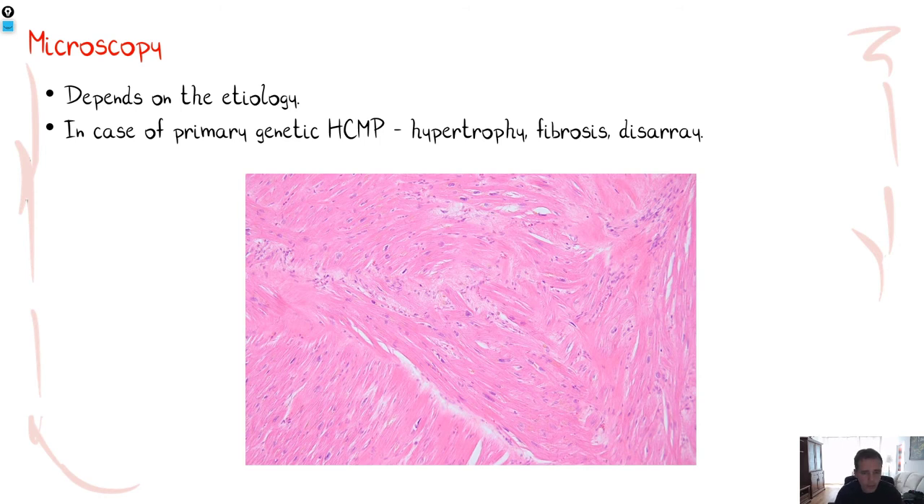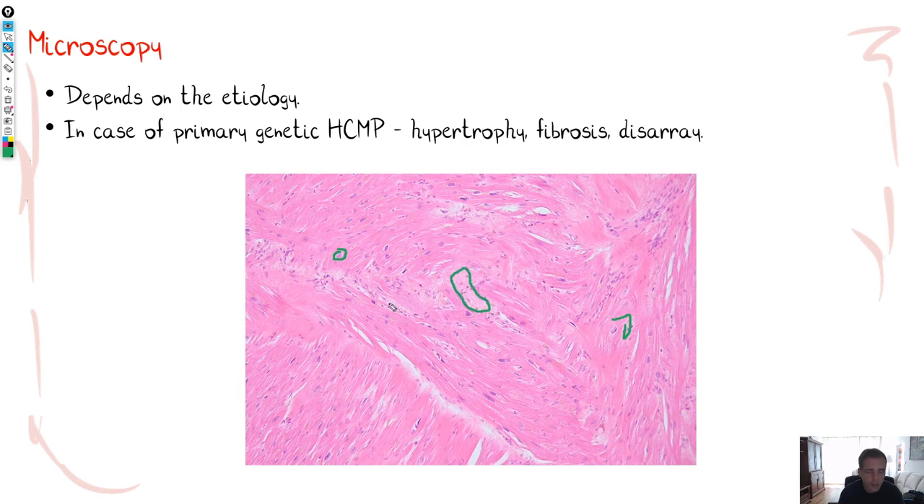If you have a patient with some storage disorder, lysosomal storage disorder, for example, you will see stored material in there. But usually, in case of primary genetic hypertrophic cardiomyopathy, there is a hypertrophy, which is quite understandable. So there are cardiomyocytes that are large with huge nuclei. There is always some sort of fibrosis.